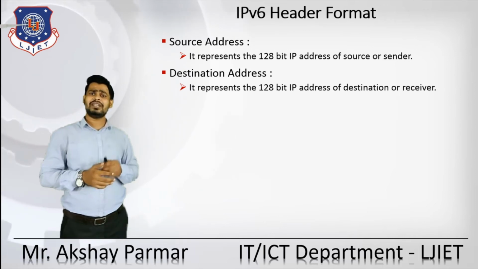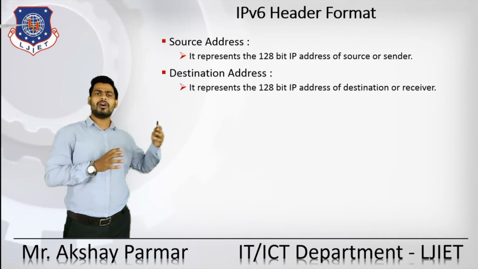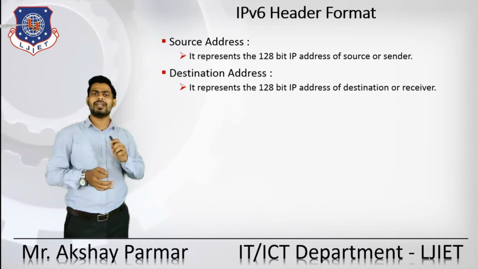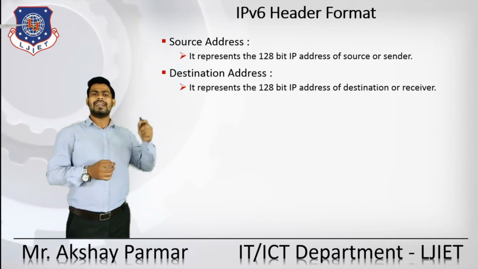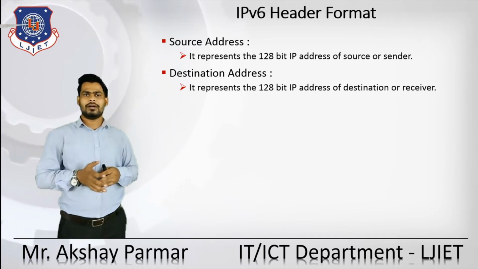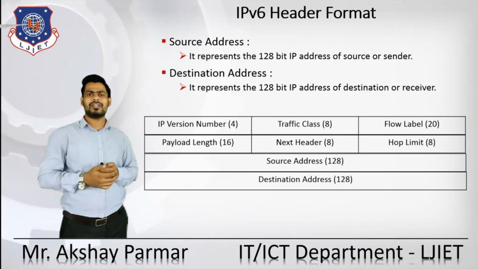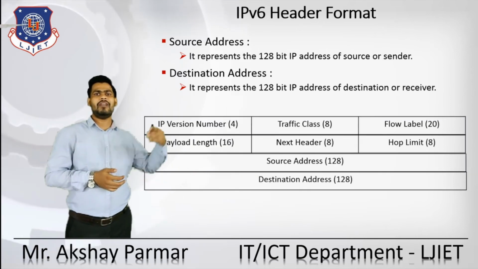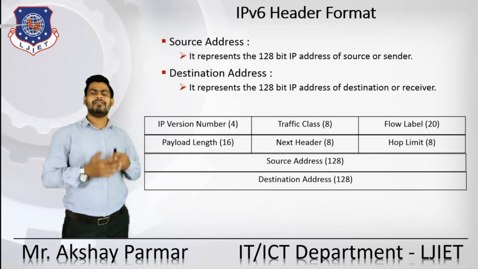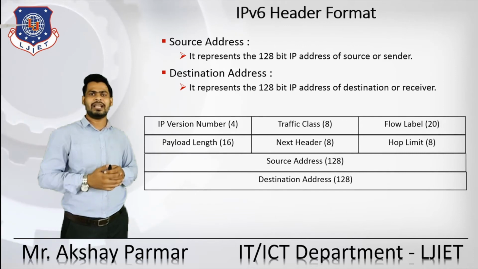The source address represents the 128-bit IP address of the source or the sender, and the destination address represents the 128-bit IP address of the destination or the receiver, right? So that's about the IPv6 header format, and we have seen each of the fields, its bit sequence, and its functionality in brief.